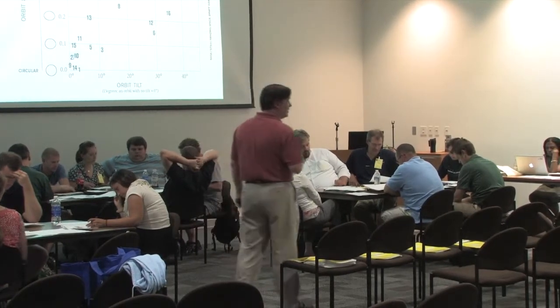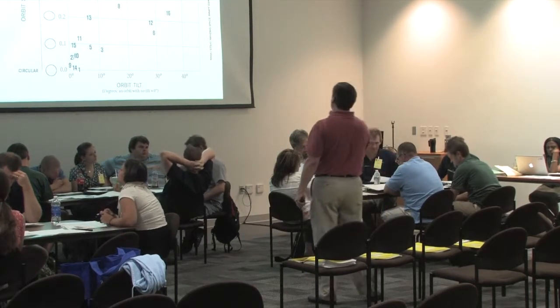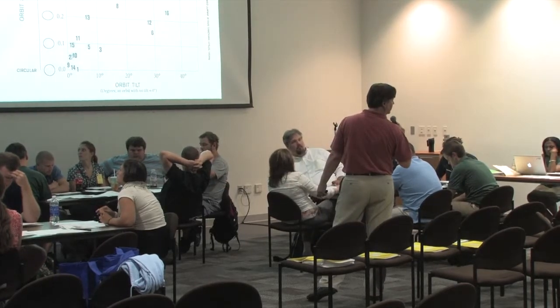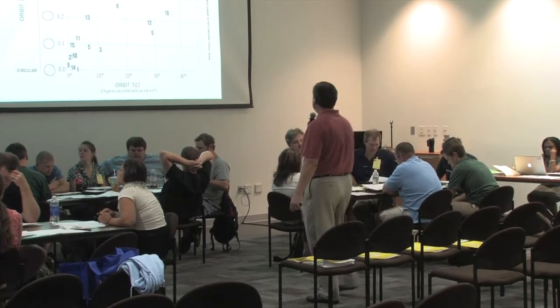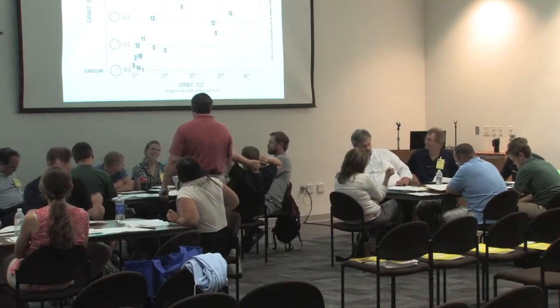Object 4 is the most elliptical form, the most elliptical orbit, and the greatest orbit tilt. Okay, so it's way out there. Tell me something else.